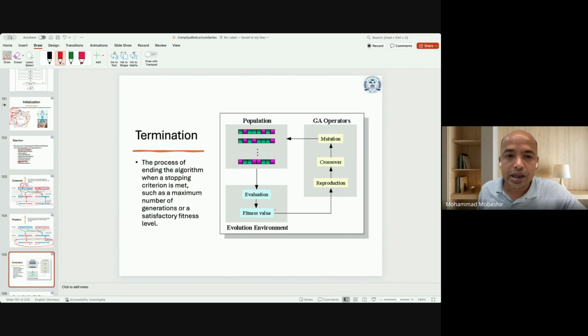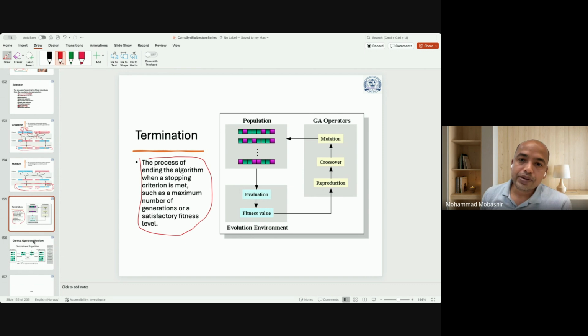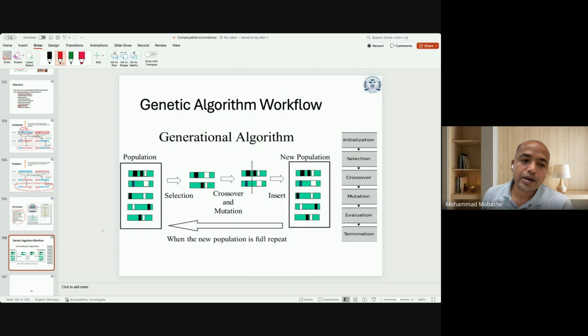And this iteration process continues until you reach the optimization stage or saturation stage, and then you go for the termination step. So this is the process to end the algorithm when a stopping criteria is met, such as maximum number of generations or a satisfactory fitness level. So this is what you generally do, all these steps in genetic algorithm. And this is the final workflow if you want to summarize.